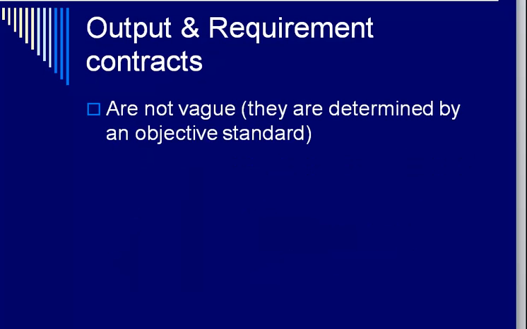Here's a potential test question. What is an output contract? It is a contract that specifies that the buyer will purchase everything the seller makes. What is a requirement contract? That is, the buyer specifies they will buy everything they need for their business from the seller and the seller only. Those are two different things that have similar ideas, and because they're determined by an objective standard, they're not considered vague.